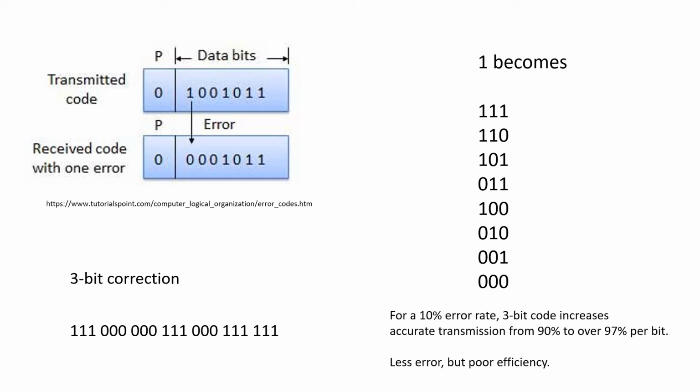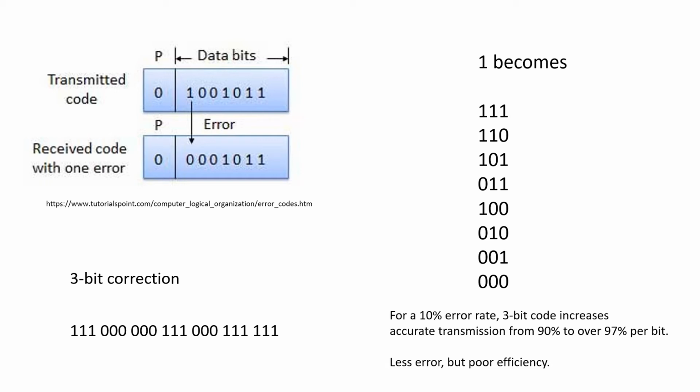For argument's sake, let's say that I have a 10% chance of error. I have a 10% chance that any bit could flip and change from 1 to 0 or 0 to 1. So if I focus on that first bit, which is a 1 in the code I want to transmit, I'm going to instead send you 111. Now that whole code on top would become, instead of 1001011, 11100000111 and so forth, because I've replaced each 1 with 3 ones and each 0 with 3 zeros.